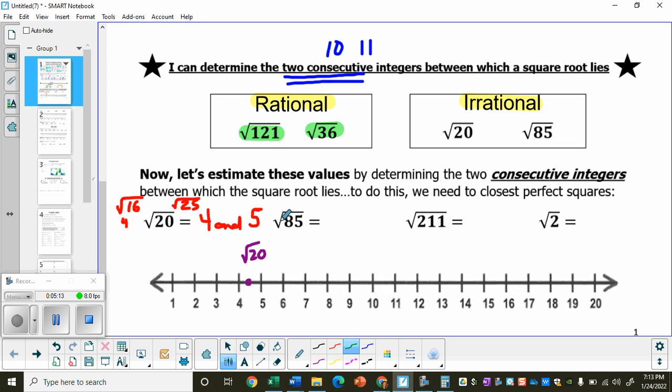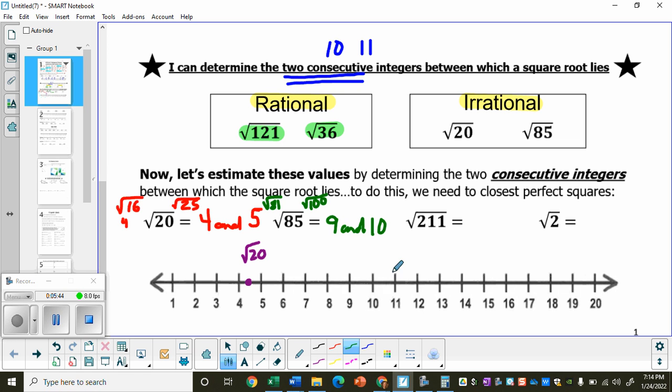So for the square root of 85, we've got to think about the perfect squares that are around 85. The closest one that I can think of is 81, and I know that 81 is smaller than it, so I'm going to put 81 on this side. That's 9 squared, and then 10 squared is 100. So this is going to be between the square root of 81 and the square root of 100. So it's between 9 and 10.